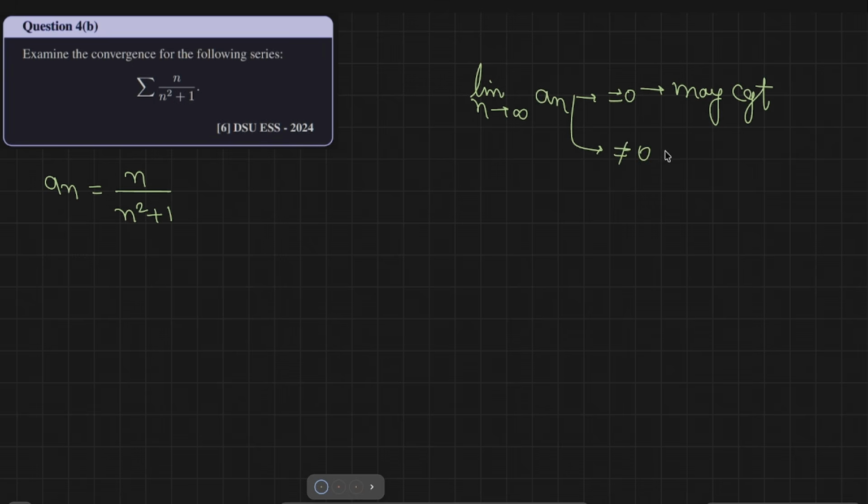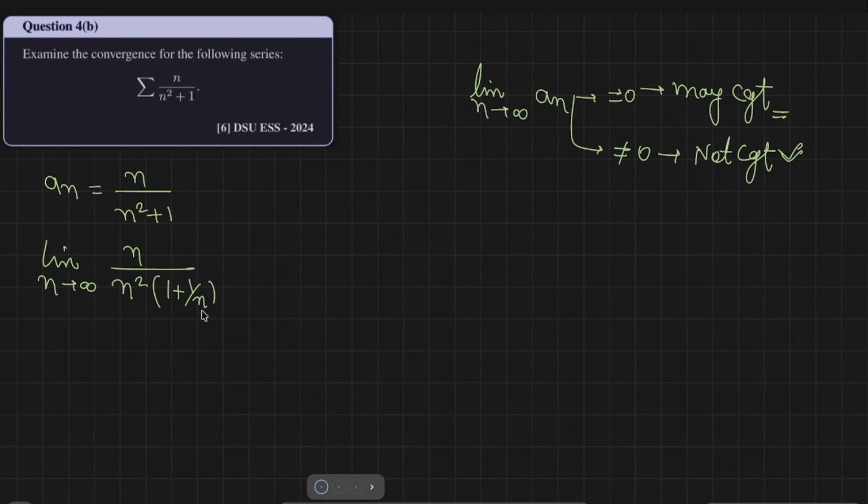If it is not equal to 0, you can simply say it is divergent, or you can say not convergent. You can say it is not convergent. This you can directly say; this you have to proceed with the next. Okay, so when I check the limit n tending to infinity, if I take n square common, 1 by n, n and n get cancelled. This is 1 upon infinity, 1 plus 1 by infinity. Of course it is 0. So this series may be convergent.